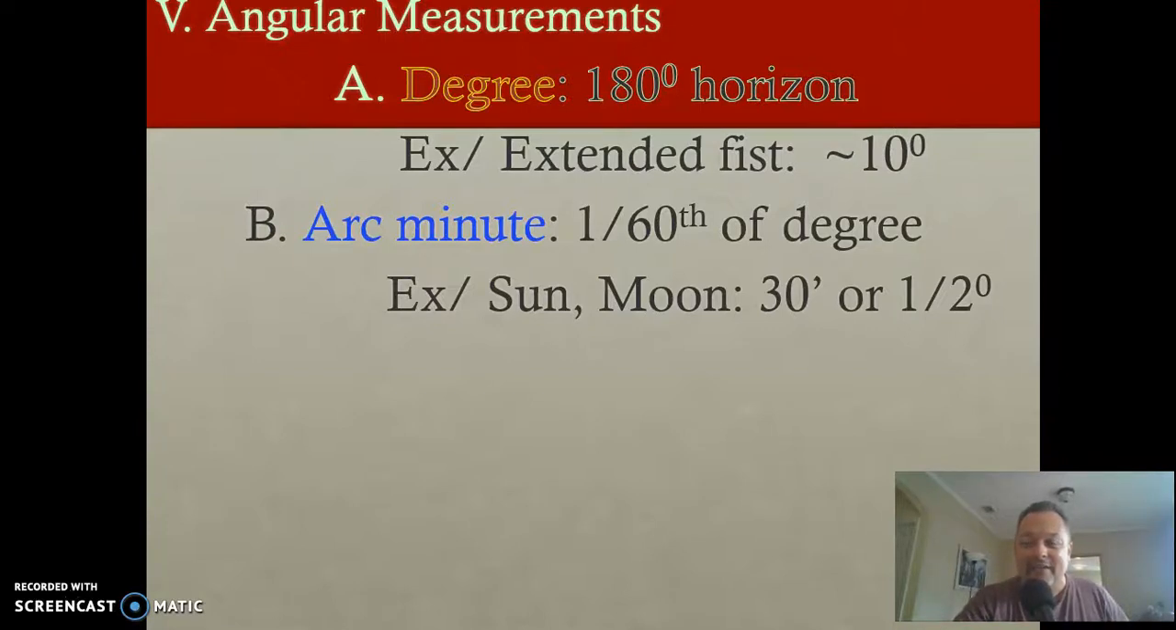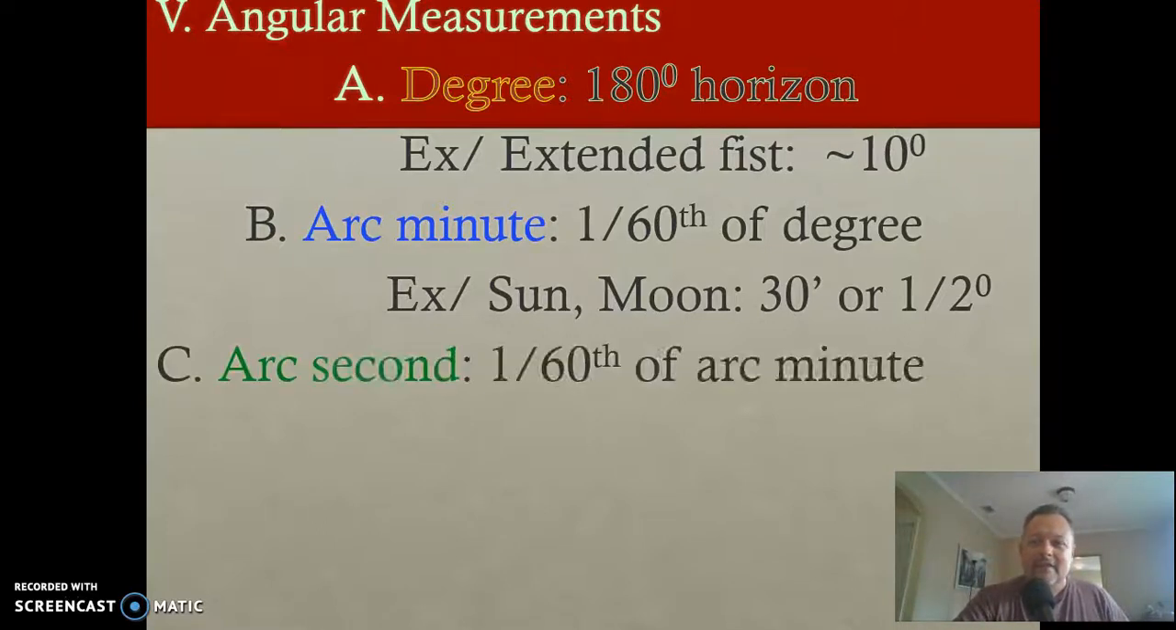They take an arc minute, which is already a small angle, and slice it into 60 incredibly small angles, which you can probably guess are called arc seconds. So there's 60 arc seconds in an arc minute, or 3,600 arc seconds in a degree. Think about how incredibly small that is.